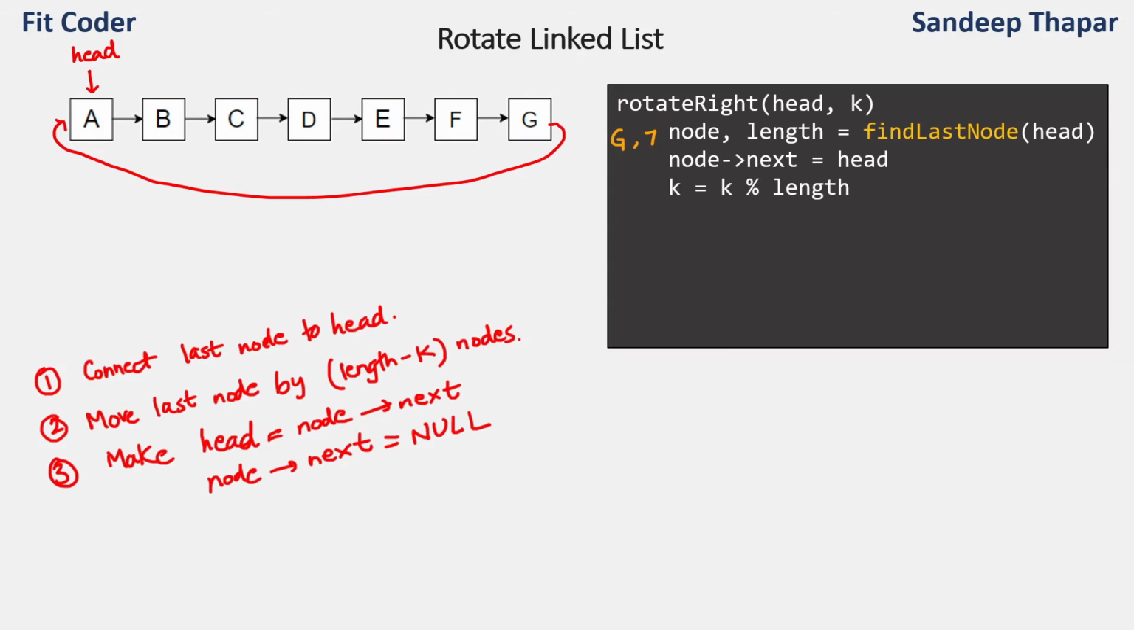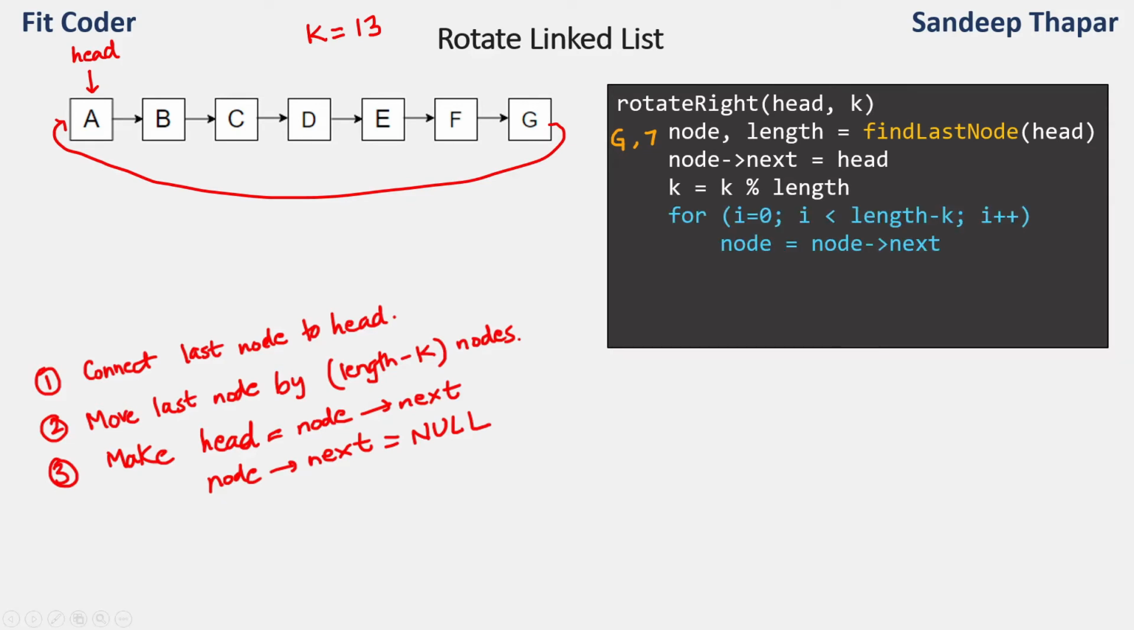Then we divide K by the length and we find out the remainder. This is because if K is greater than the length of the linked list, let's say K is equal to 13, we know that after 7 places to the right, because 7 is equal to the length of the linked list, we'll get the original linked list back. So we just need to rotate it by the remainder that we are left with.